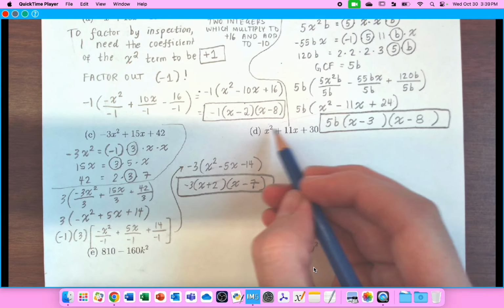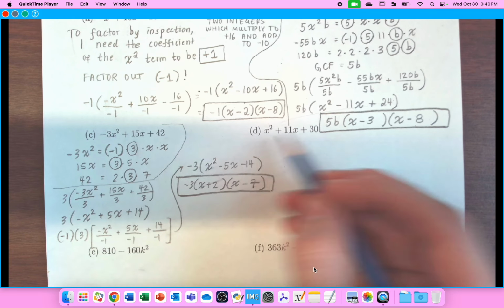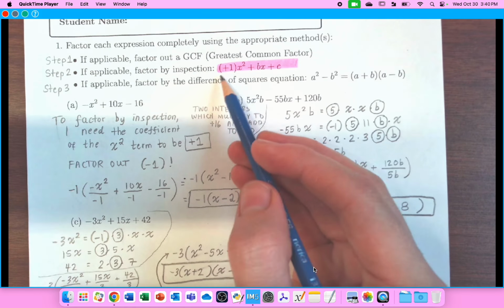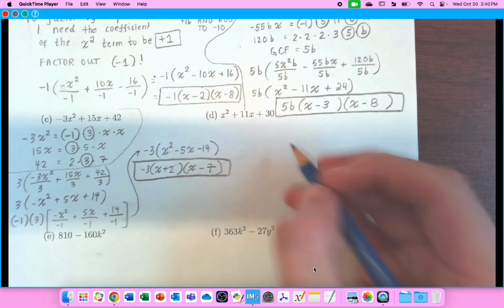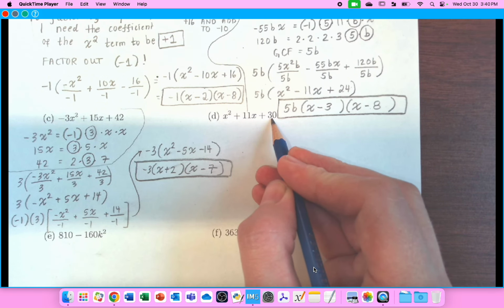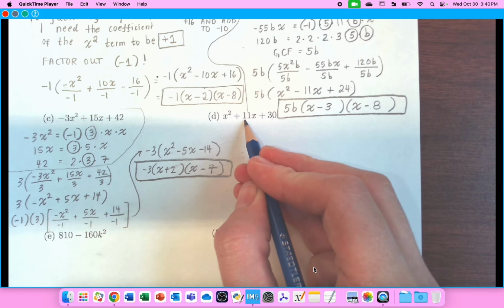Okay, this one is just perfect already. Nothing has to happen. There's no greatest common factor. It's already what we want with that +1 coefficient. So it's just what are two numbers that multiply to +30 and add to +11?